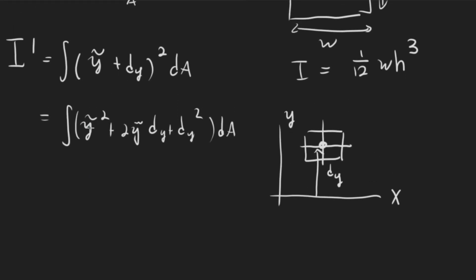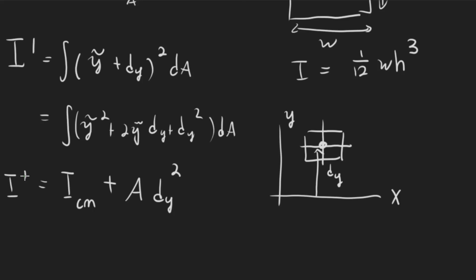The first one is my y tilde squared dA, which is just equal to my original I at the center of mass. Now the second term, when I integrate y tilde dA and pull out these constants, d_y and the 2, I'm just integrating y tilde dA. Remember that y tilde is relative to the center of mass, which means it's just going to cancel out and go to 0. And lastly, we have the integral of d_y squared dA, and since d_y squared is a constant, we can pull it out, and this just becomes A times d_y squared. So this is our I prime right here.